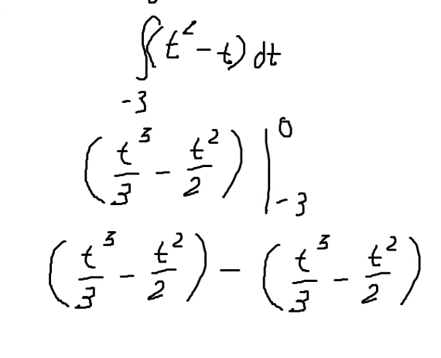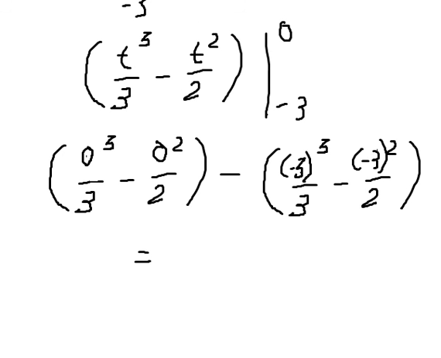So we put 0 in here. 0 in here. Negative 3 in here. Negative 3 in here. And now we can get the final answer. We have 27 over 2. And this is the final answer we need to find.